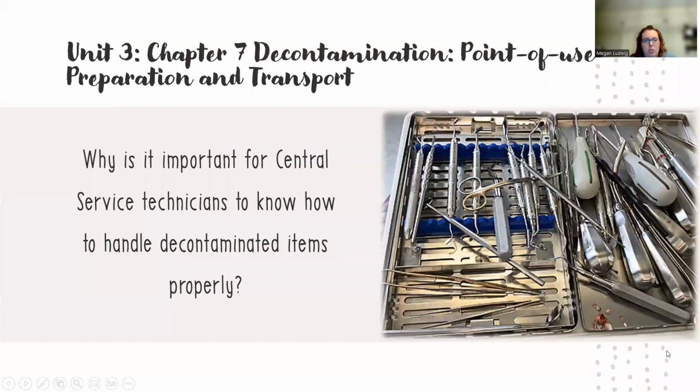All right, so our first chapter is chapter 7, decontamination, especially point of use, preparation, and transport. So we're going to discuss what each of those terms mean. So why is it important for central service techs to know how to handle decontaminated items properly?